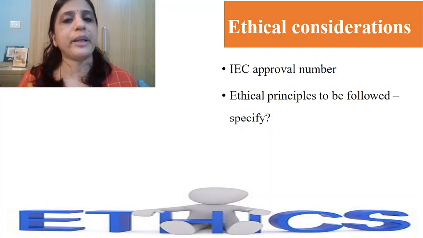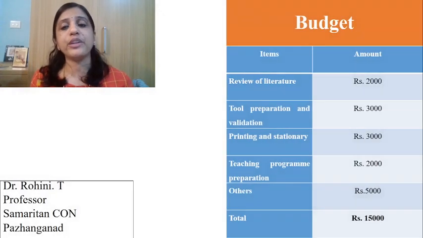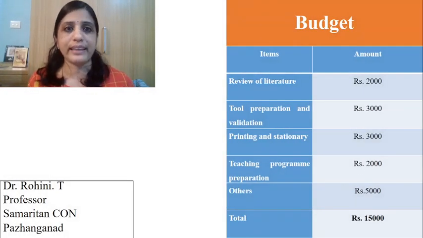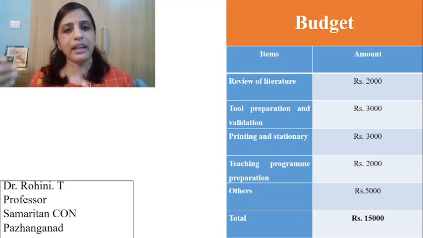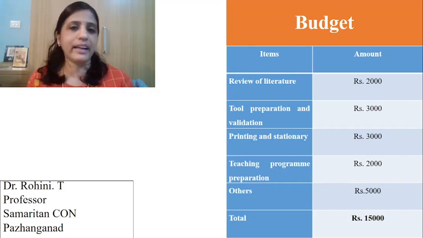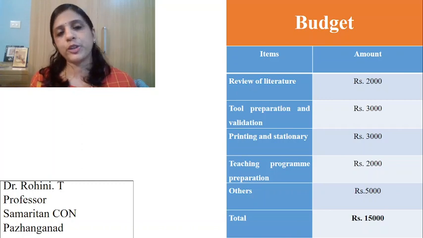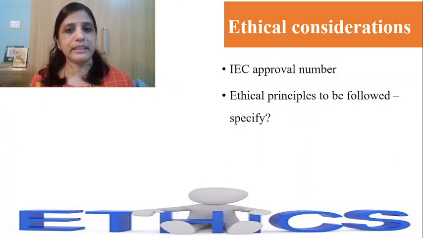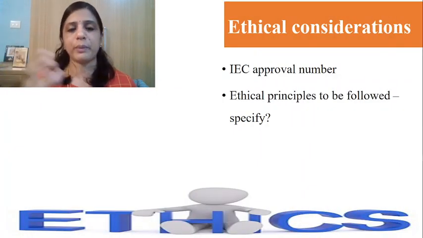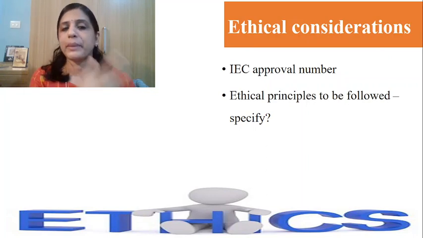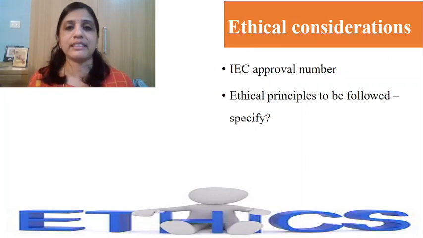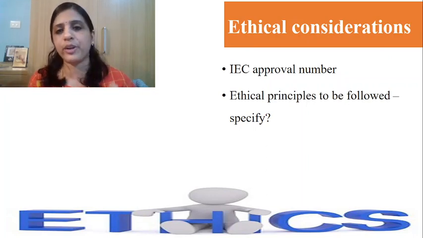Next, you may have to give a picture of your budget when you're writing a research proposal. Maybe this is not the ideal one; it's just an example to show you can develop your own budget. You can think over what may be the stationery charges, printing charges, transportation charges, all those things, and put them in a table and submit.